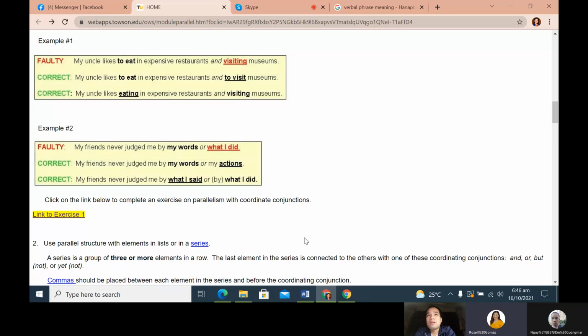What's your question? Because the parallel is the way we use both verbs or nouns or prepositional phrases, right? Yes. So we don't care about the verb in this sentence. We care about in expensive, that's the preposition. Okay, I get your point. You would like to consider the preposition: in expensive restaurants and museum.